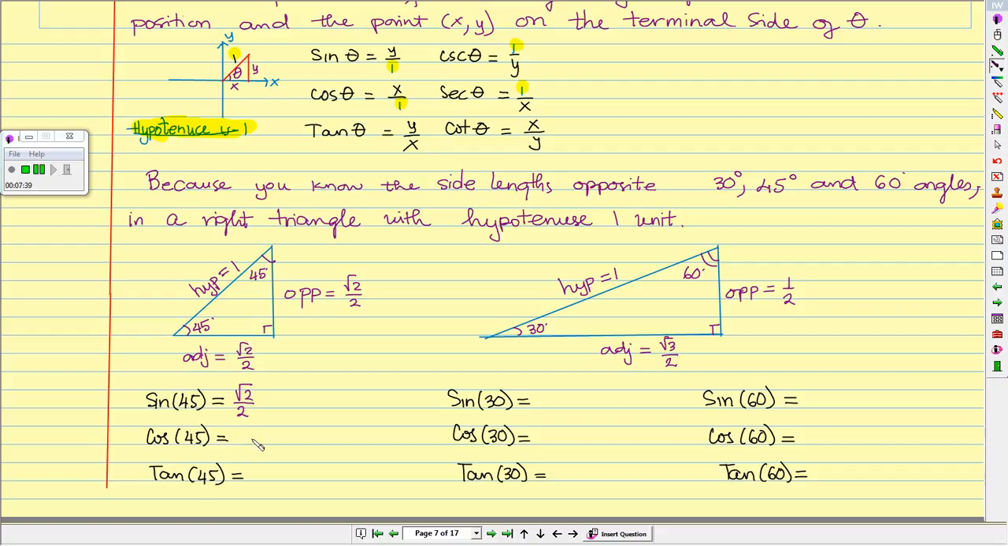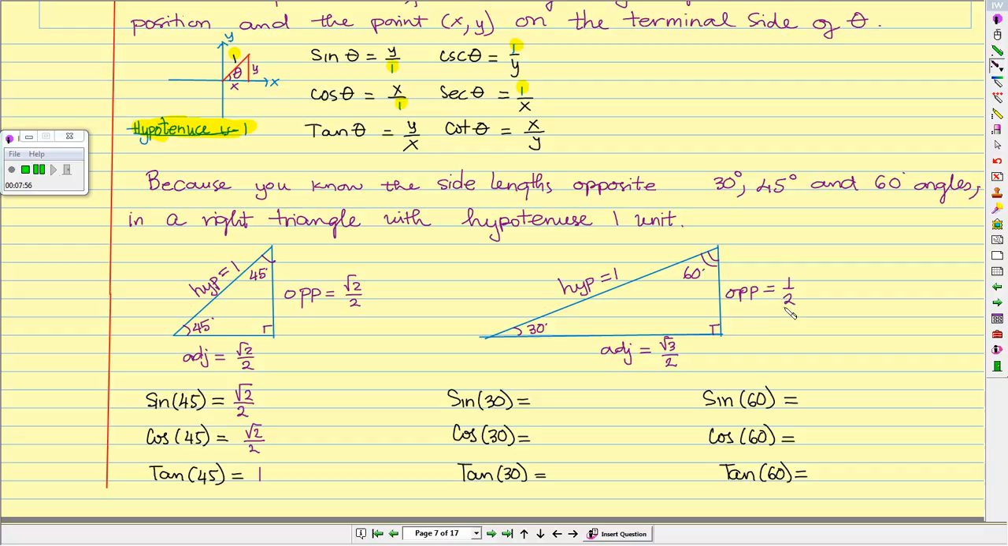Cosine is adjacent divided by hypotenuse. Again, it's very convenient if your hypotenuse is 1, because when you divide by 1, the number stays the same. Tangent is opposite divided by adjacent. The same number divided by itself cancels out, so your quotient, your answer, is just 1. Now let's move on to the second triangle. This is 30, 60, 90.